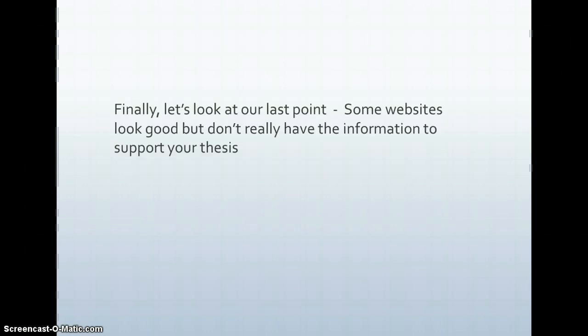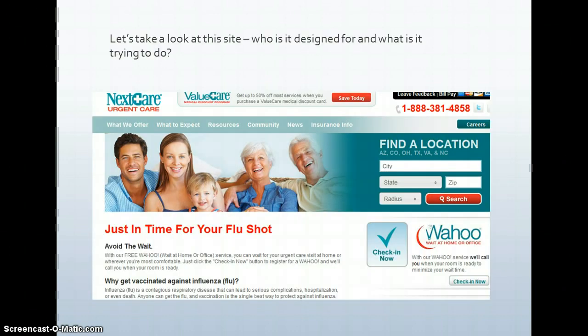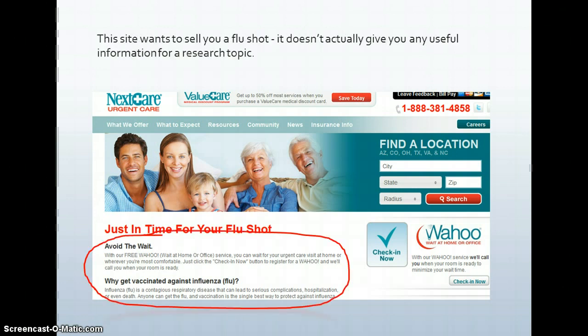Finally, let's take a look at our last point. Some websites look good, but don't really have the information to support your thesis. Let's take a look at this site. Who is it designed for and what is it trying to do? Okay, here we go. If we look at the part that's circled, we see actually this site is designed for people who want to get flu shots. And the site is designed to get people in the door for flu shots.